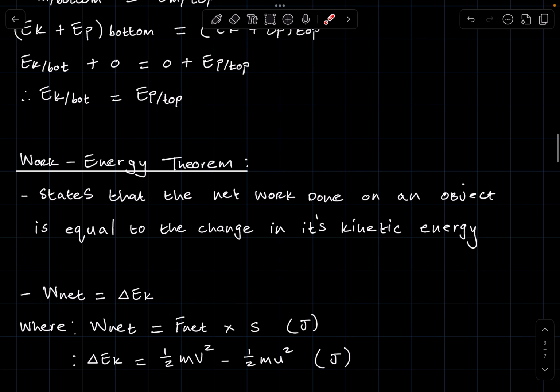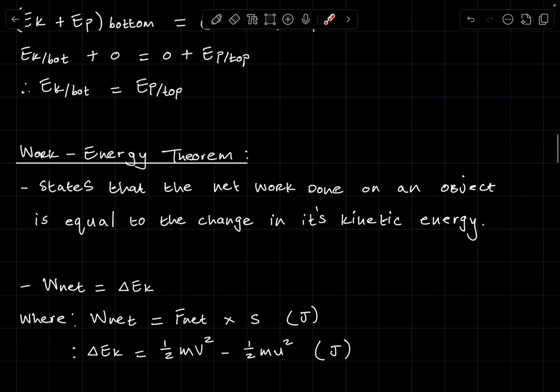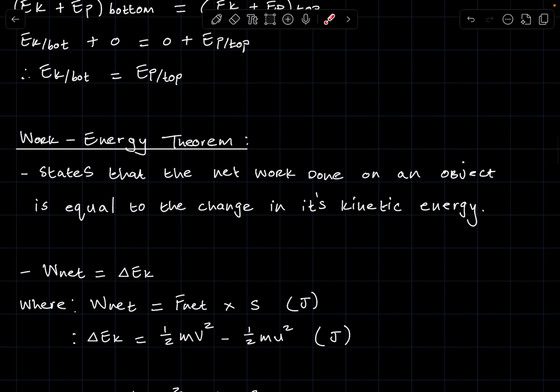Now let's look at the work energy theorem. The work energy theorem states that the net work done on an object is equal to the change in its kinetic energy. That's the work energy theorem. With the work energy theorem, essentially you can look at it from a practical perspective as well. So I'll use the example I used at the beginning. That's when you apply a force on a table and the table displaces, essentially work is done.